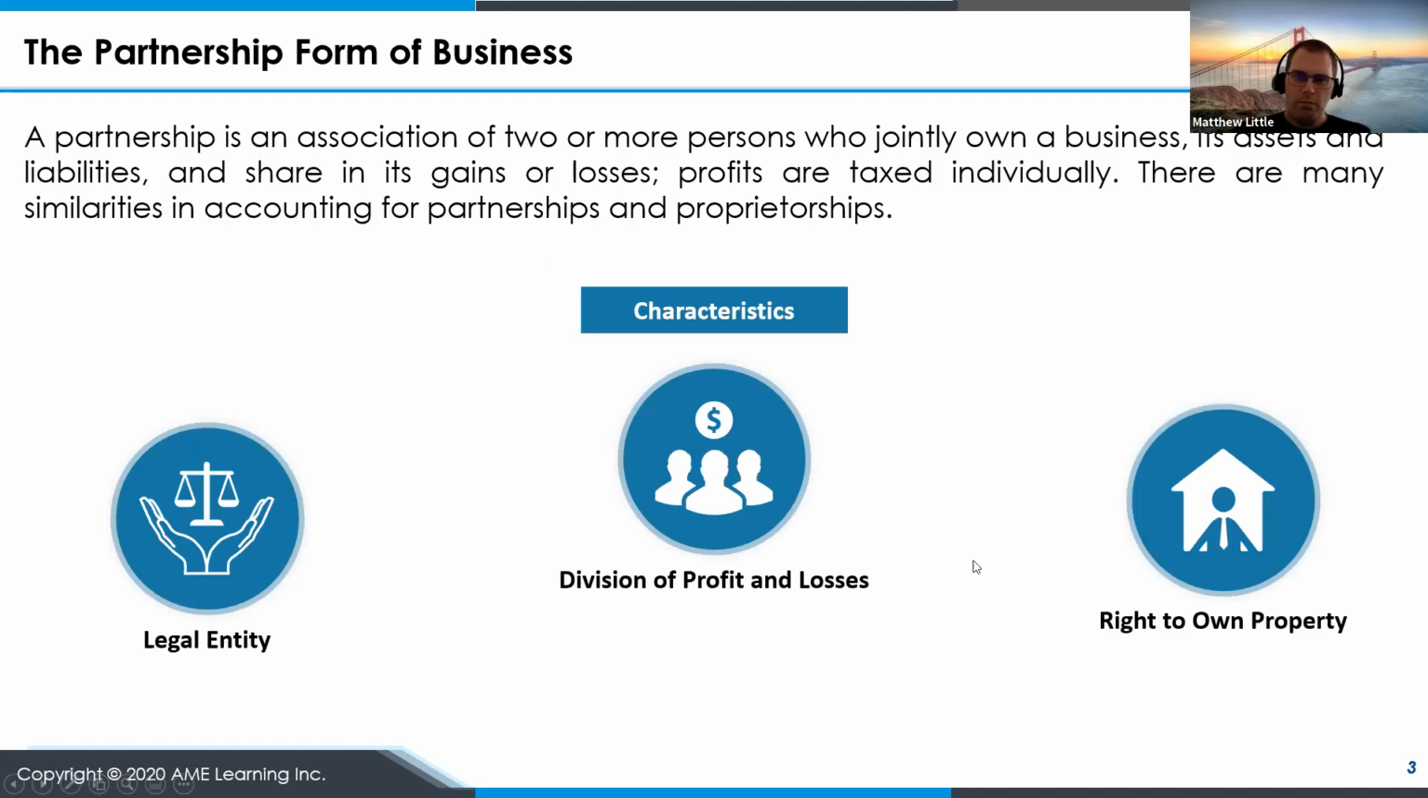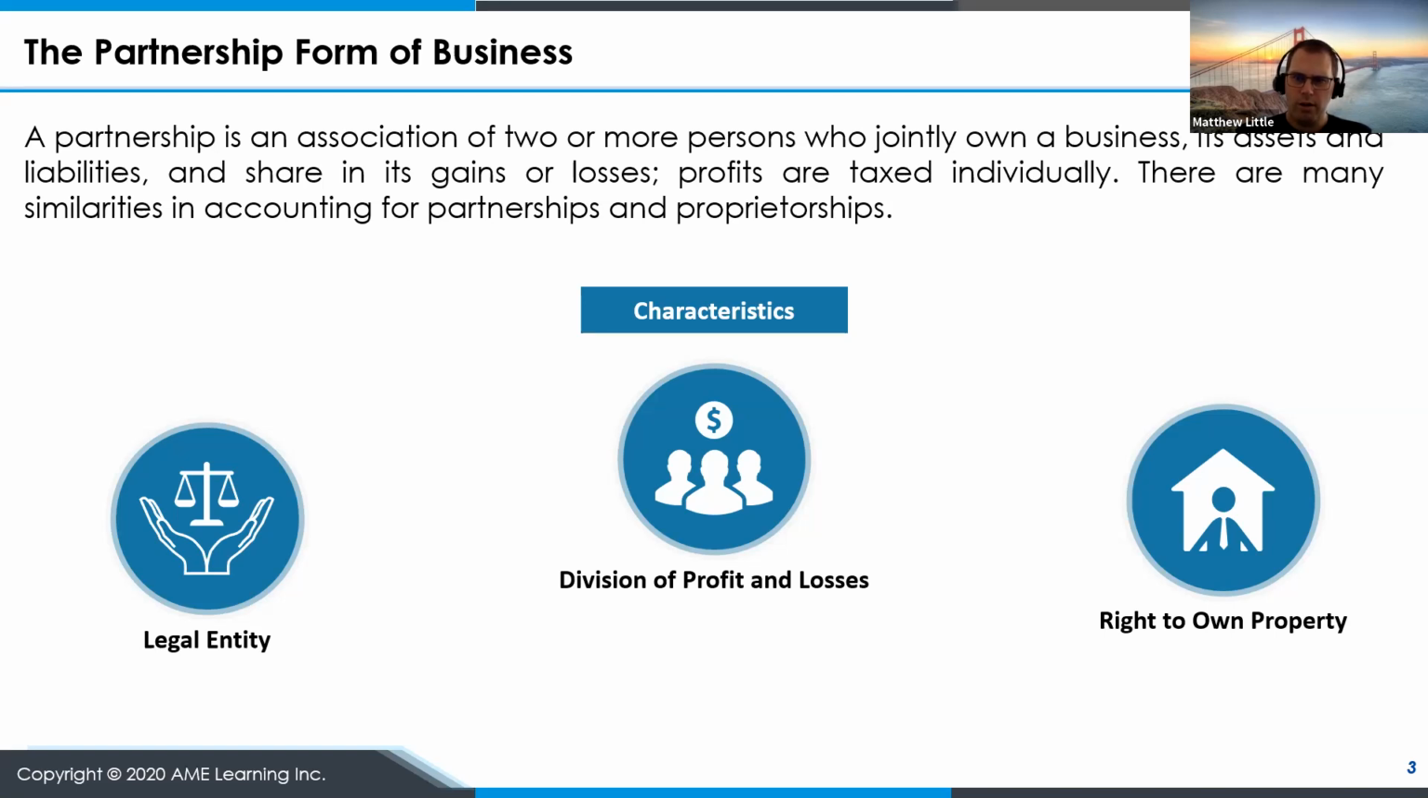So partnership is a form of business where two or more people come together. You probably learned that in a previous course. And they own a business, all of the assets, liabilities, and they share in some agreed upon ratio, any gains and losses. However, profits are taxed individually.